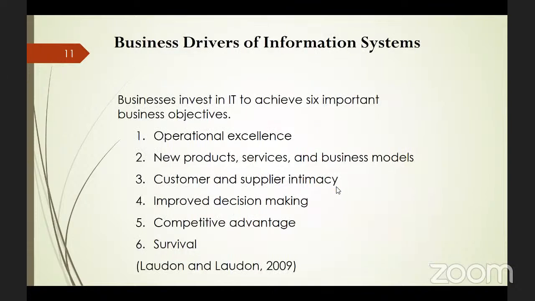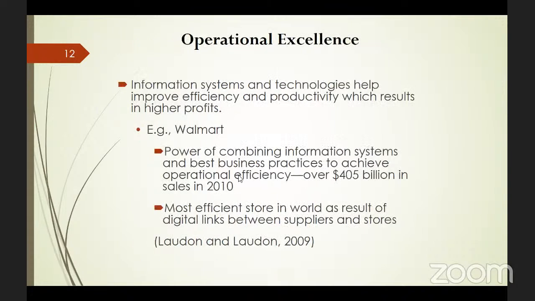All right, so what we want to look at today, for the most part, is the drivers of information systems that help the business. Those are operational excellence, new products, services and business models, customer and supplier intimacy, improved decision making, competitive advantage, and survival. Now, clearly, we want the business to survive because the only way it's going to make profit is to survive. Sometimes there are times when businesses have to go through survival before they get back to making profit again. So we're going to go through each of these step by step.